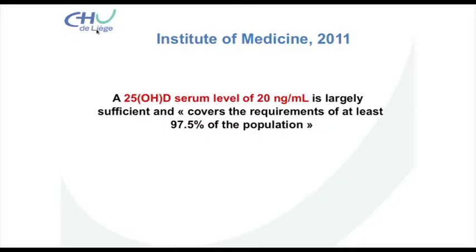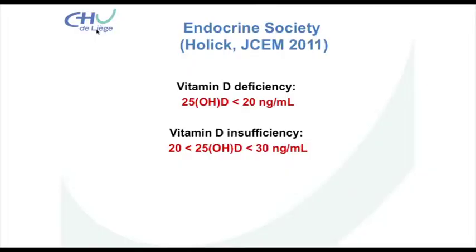But actually, there is no consensus on what the threshold for vitamin D is. The Institute of Medicine, IOM, published in 2011 that a 25-hydroxy serum level of 20 nanogram is largely sufficient and covers 97.5% of the whole population. So for them, the threshold should be 20 nanogram per ml. As Professor Shab mentioned, the Endocrine Society and my colleague also say that vitamin D deficiency is considered as 25-hydroxy below 20, and insufficiency between 20 and 30. There is still, up to now, no consensus.